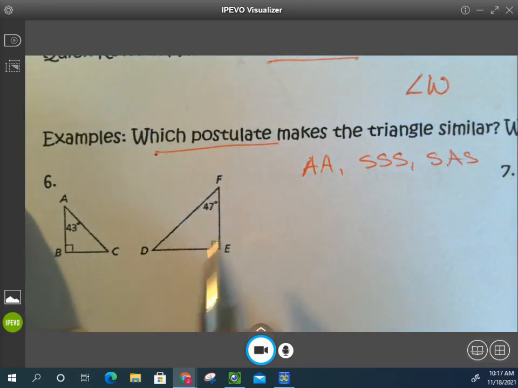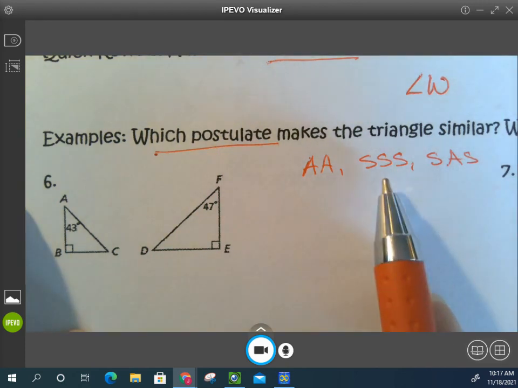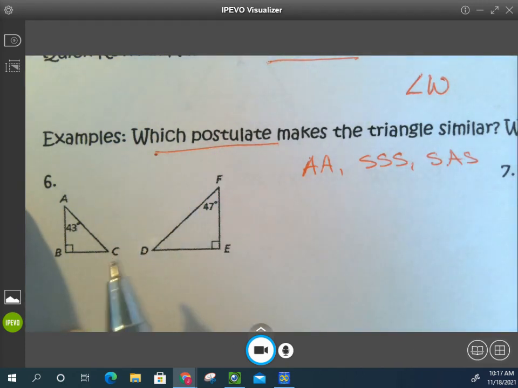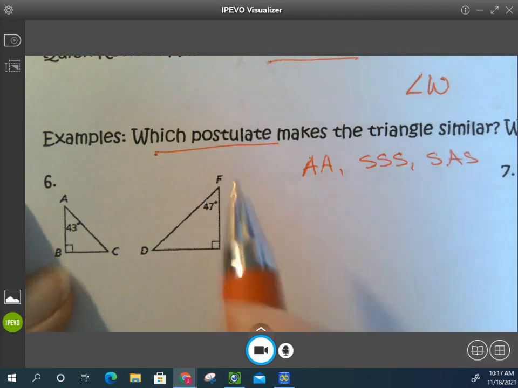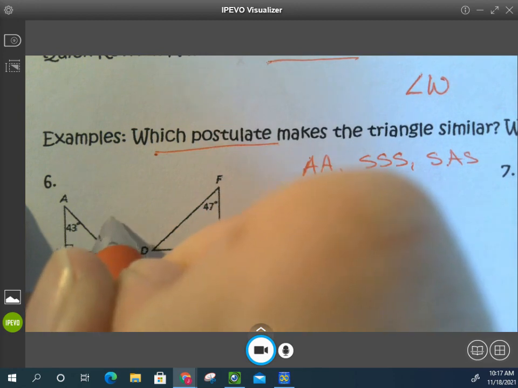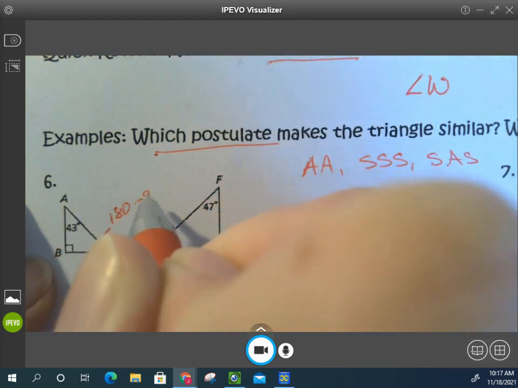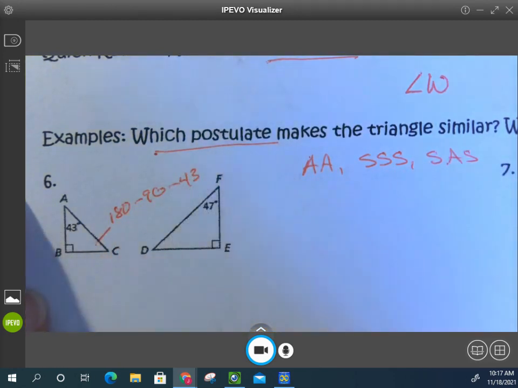So I know nothing about the sides. Do you agree with that? So I can't use side, side, side, or side, angle, side. I can't just assume, so we have to prove two angles are congruent. So they both have 90. Out of 180 degrees, what's left here? 180 minus 90 minus 43. So type that in your calculators. What's angle C?